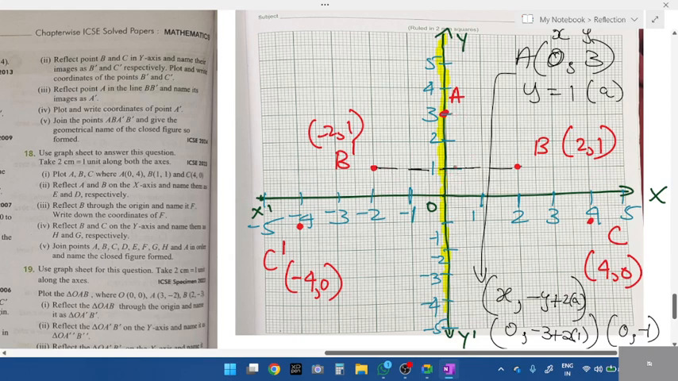Okay, where is point A? After B and B dash, where is point A? How many boxes? 2 boxes. So here, how many boxes? 1 box. This is 2 boxes. Where is the point? Can you see here? A dash. Even in the answer, we got the same even after using the formula, 0 comma 1. Is it same or different?